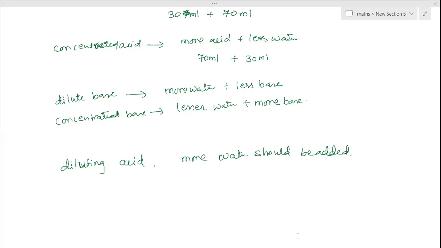Thank you, ma'am. Okay. Now, while diluting an acid, that means mixing more amount of water. Then only the amount of water will be more. So we have to add more water, and decrease the concentration of acid by increasing the amount of water. While doing this, we have to take much more precautions. What precaution? Why is precaution needed?